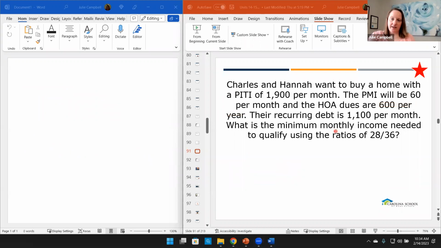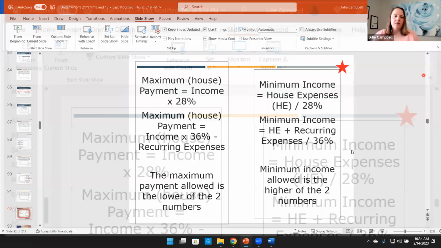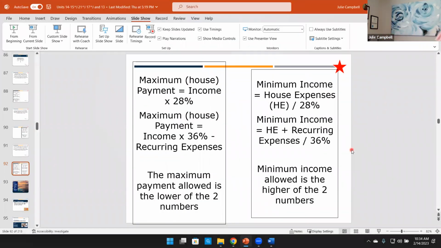So what I did next is just a side-by-side comparison of those two formulas. One to find the maximum payment. You guys already have this. Maybe just want to take a quick picture. Here you go. Let me make it bigger where you can see it. But a side-by-side of those maximum payment and the minimum income.